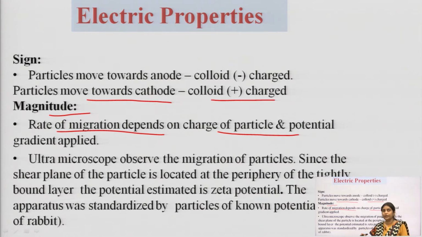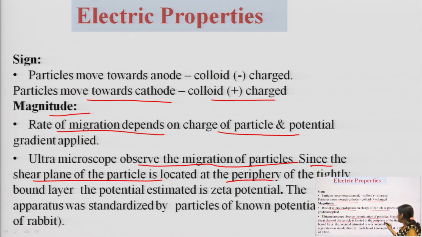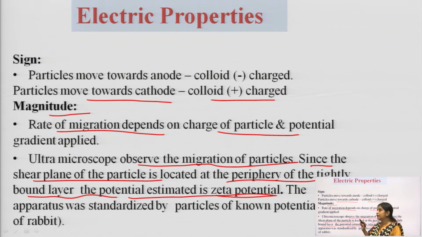An ultramicroscope is used to observe the migration of the particles, and as we have already discussed, the shear plane of the particle is located at the periphery of the tightly bound layer, and the potential estimated from this is your zeta potential. The apparatus is standardized by particles of known potential, like RBC of rabbit. Here RBC of rabbit is used to calibrate or standardize the apparatus.